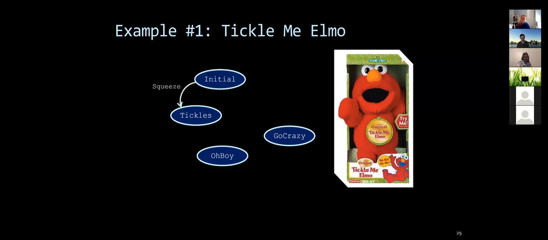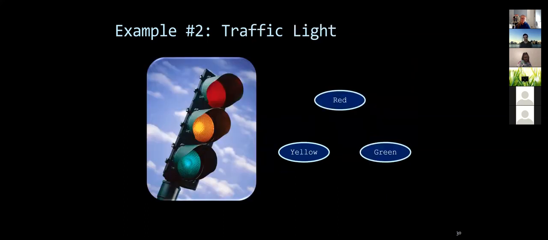Okay. Then the operation you have is squeezing, right? That's a transition. So you squeeze, it goes to tickles. You squeeze again, it goes to oh boy. You squeeze again and it goes crazy. And then it goes to tickle, right? There's no end, it just goes in a circle afterwards, right? That's what the circuit does.